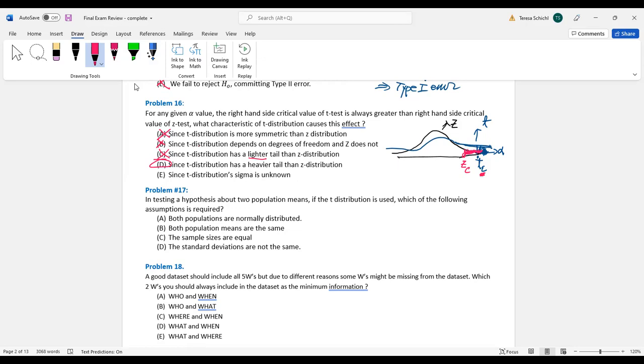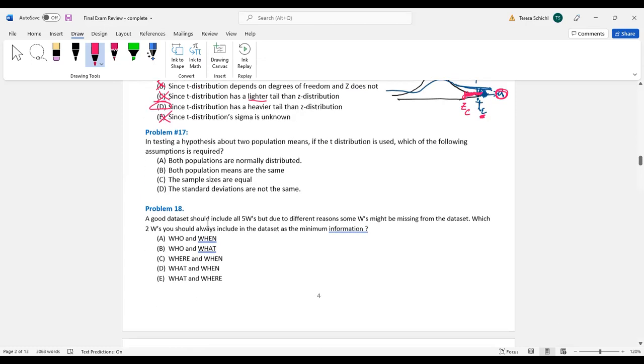What is wrong with the last option? Since for the t distribution sigma is unknown, well, we do know the sigma. We just have a very complicated form to calculate it. So that's not a true statement here. All right, because the t has a heavier tail than the z, that means when you have a fixed alpha value, we push the t critical further and further to the right here.